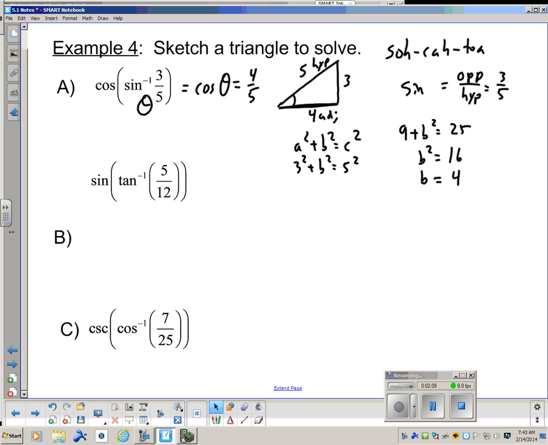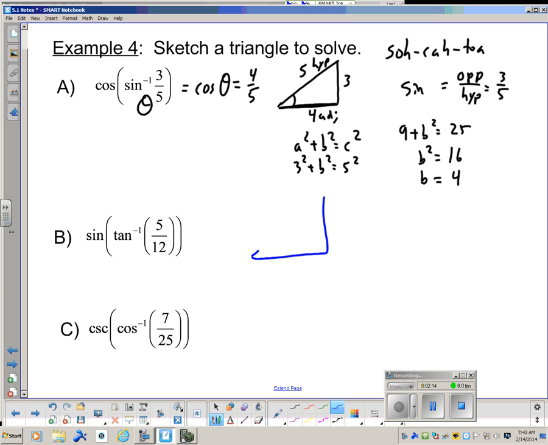So I'm going to do part B down here now. Triangle, angle. So tangent, SOHCAHTOA, is your opposite over your adjacent. So 5/12 here is going to be opposite over adjacent. So my opposite from this angle here is 5. My adjacent from this angle here is 12. And I need to find my hypotenuse.